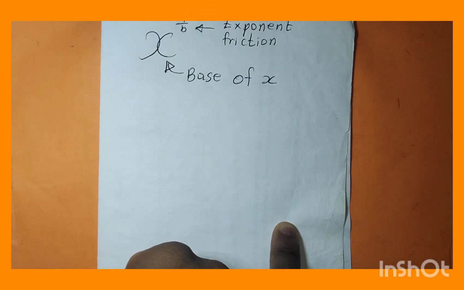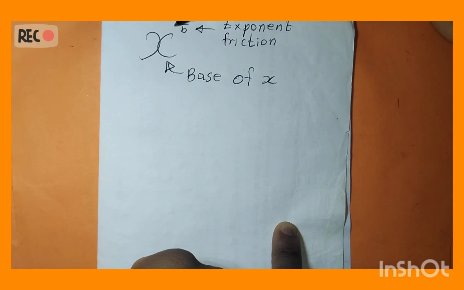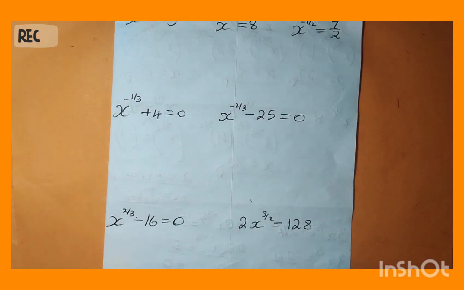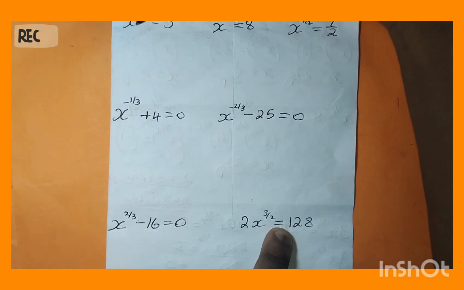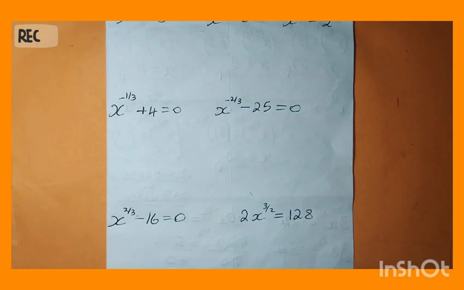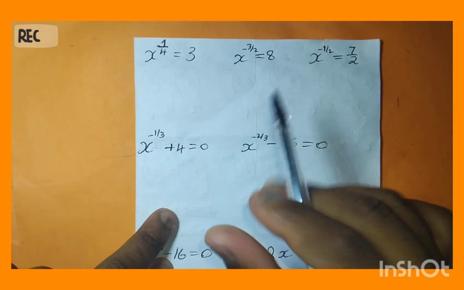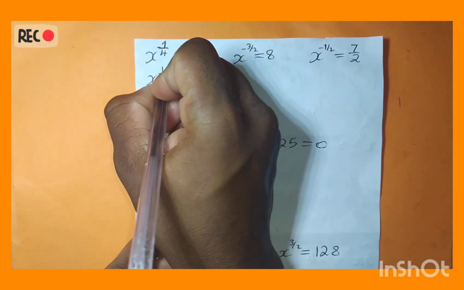So in this lesson, I'll be solving a base which has an exponent fraction. How do you remove an exponent fraction? These are the questions. This question usually comes like this. If you only have a base which has an exponent fraction, what do you do there? You just take the reciprocal of that exponent fraction on both sides. This is what I have here.